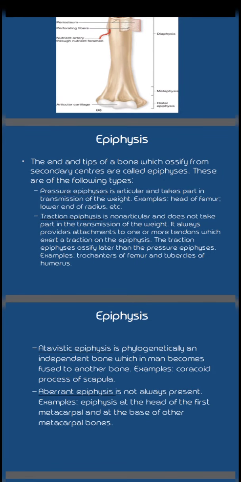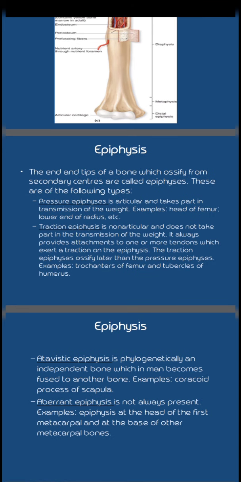Epiphyses are present at the ends and the tip of the bone, and they ossify from secondary centers. There are two types of epiphyses basically: pressure epiphyses and traction epiphyses. They differ in their function. Pressure epiphyses are articular epiphyses which help in transmission of the weight of the body, for example, the head of the femur and the lower end of the radius. They are weight bearing joints.